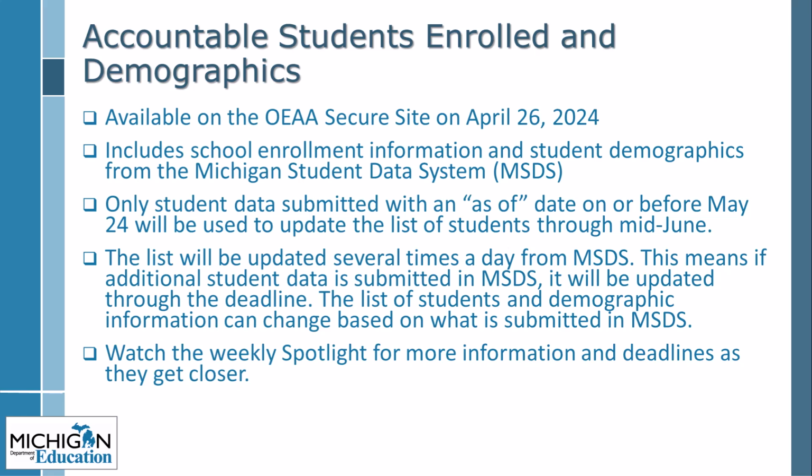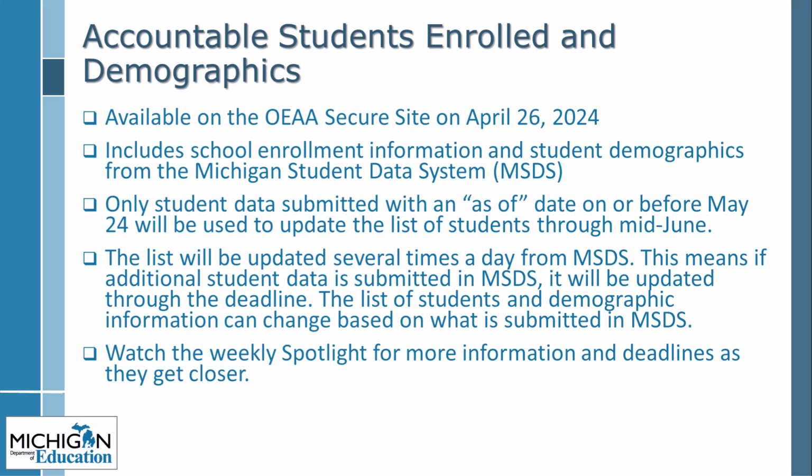Accountable Students Enrolled in Demographics is the screen in the OEAA secure site where you can look at the list of students who are expected to test for your school or district for your accountability ratings. The demographic information for students is also on this page. You need to go to the Accountable Students Enrolled in Demographics page to verify that the names and information are correct. This happens beginning April 26.